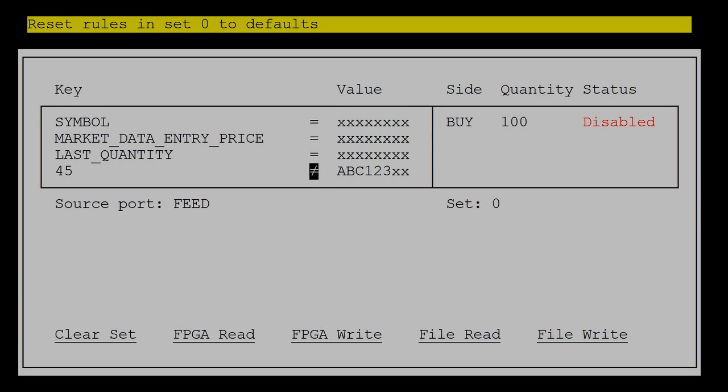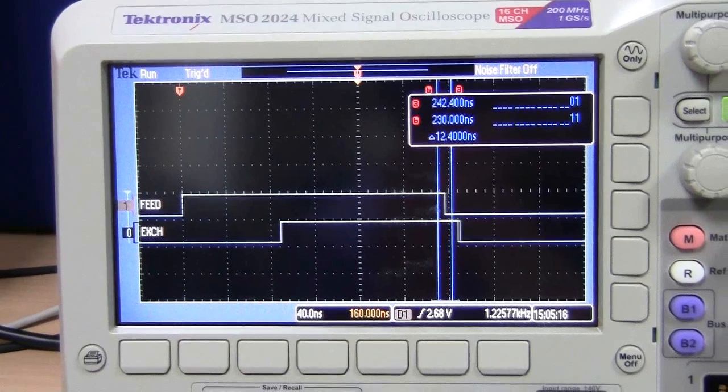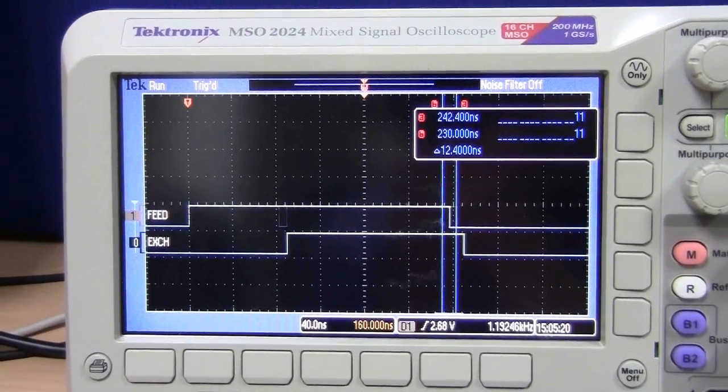In this example test bench we have 4 rules which match any symbol and any price offer in a market data refresh, and our action is to buy 100 units immediately. Looking at the oscilloscope, we can see that the preempter's orders are sent without aborting, finishing 12 nanoseconds after the end of the feed packet.